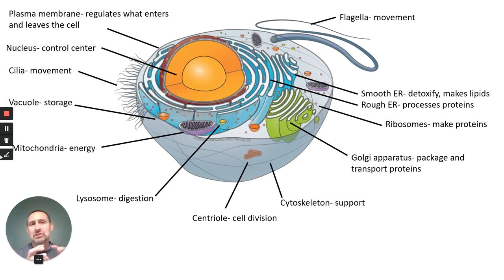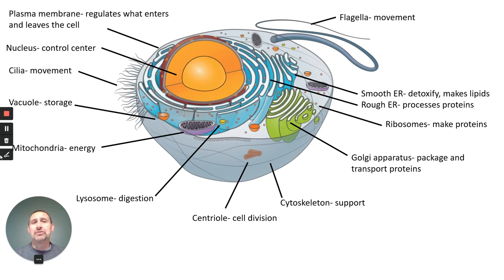Vacuoles are little storage compartments for the cell. Sometimes they store food, sometimes water, sometimes proteins, hormones, some things your cell's making. But vacuoles are like a little vacuum closet. They help store things that are in the cell.